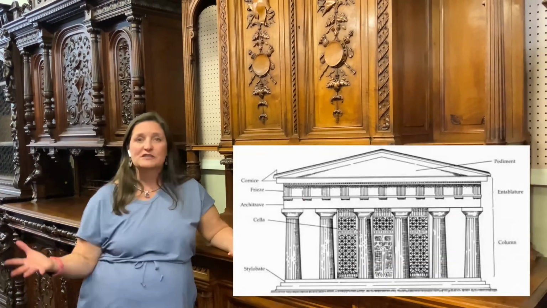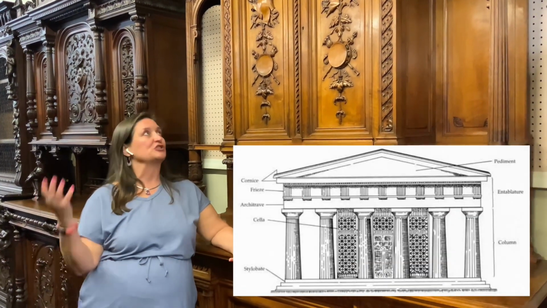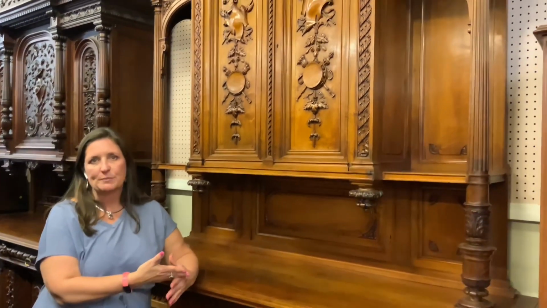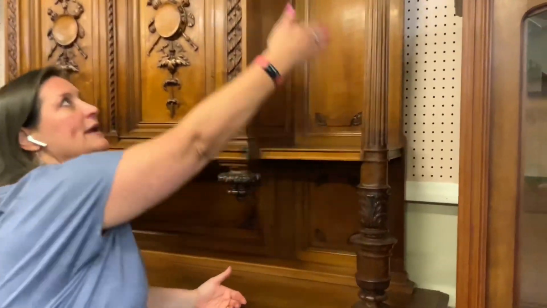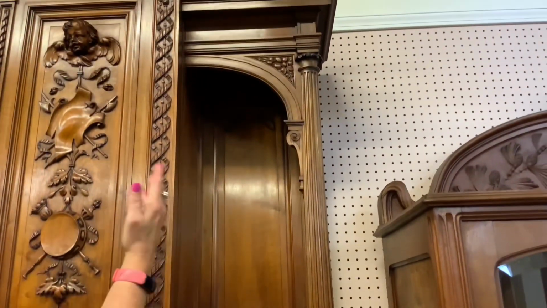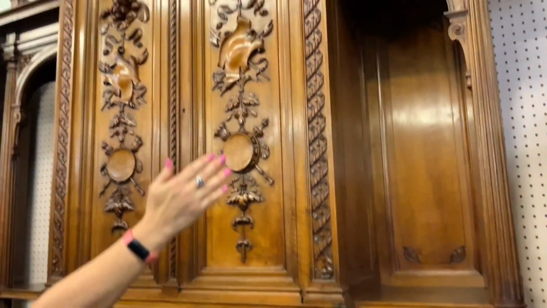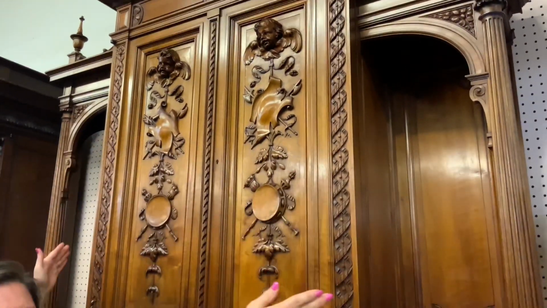Now, probably the number one way that you will be able to tell that a piece is in the Renaissance style is that you will find the classical elements of Greco-Roman architecture. So again, this is a late 19th century piece, but we're looking at these architectural elements. We have the great big column. This would actually be a Corinthian column. We have the idea of an arch that goes across.